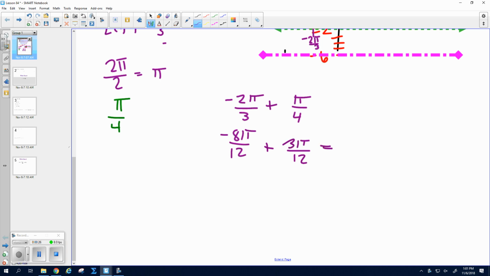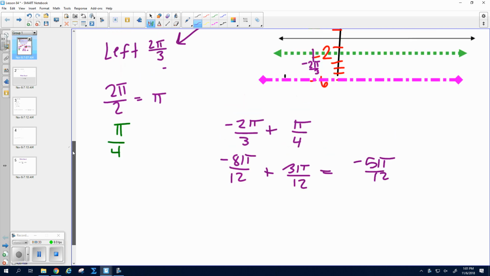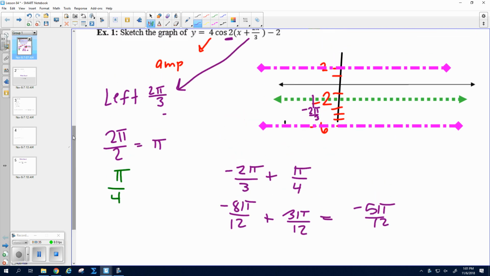So what's my next point going to be? Negative 5 pi over 12, and I'm going by about pi over 4. Let's see what the next one is, too.